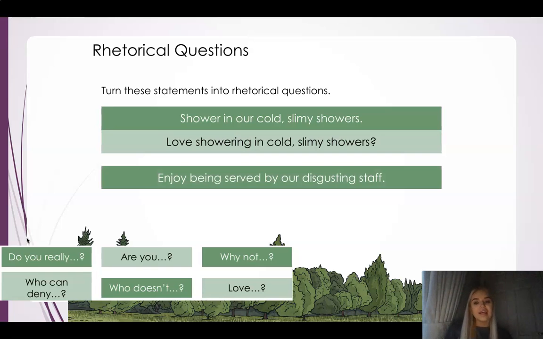And finally, enjoy being served by our disgusting staff. Can you have a go at this one on your own? Write down the rhetorical question that you would change this statement into, using the statement starters below. Okay, well, let's see what we came up with.